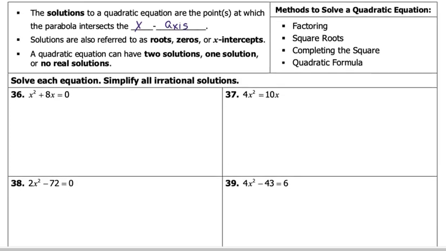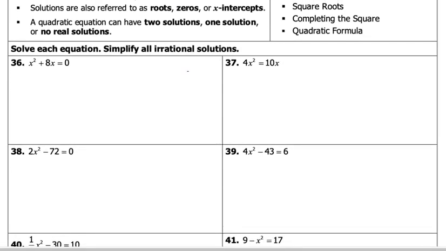So to get started, I think what we'll do here is for the first, let's say 4 problems, 36, 37, 38, and 39, we are going to use a factoring method. So I'm going to have you go ahead, pause, try those out, and come back and take a look.